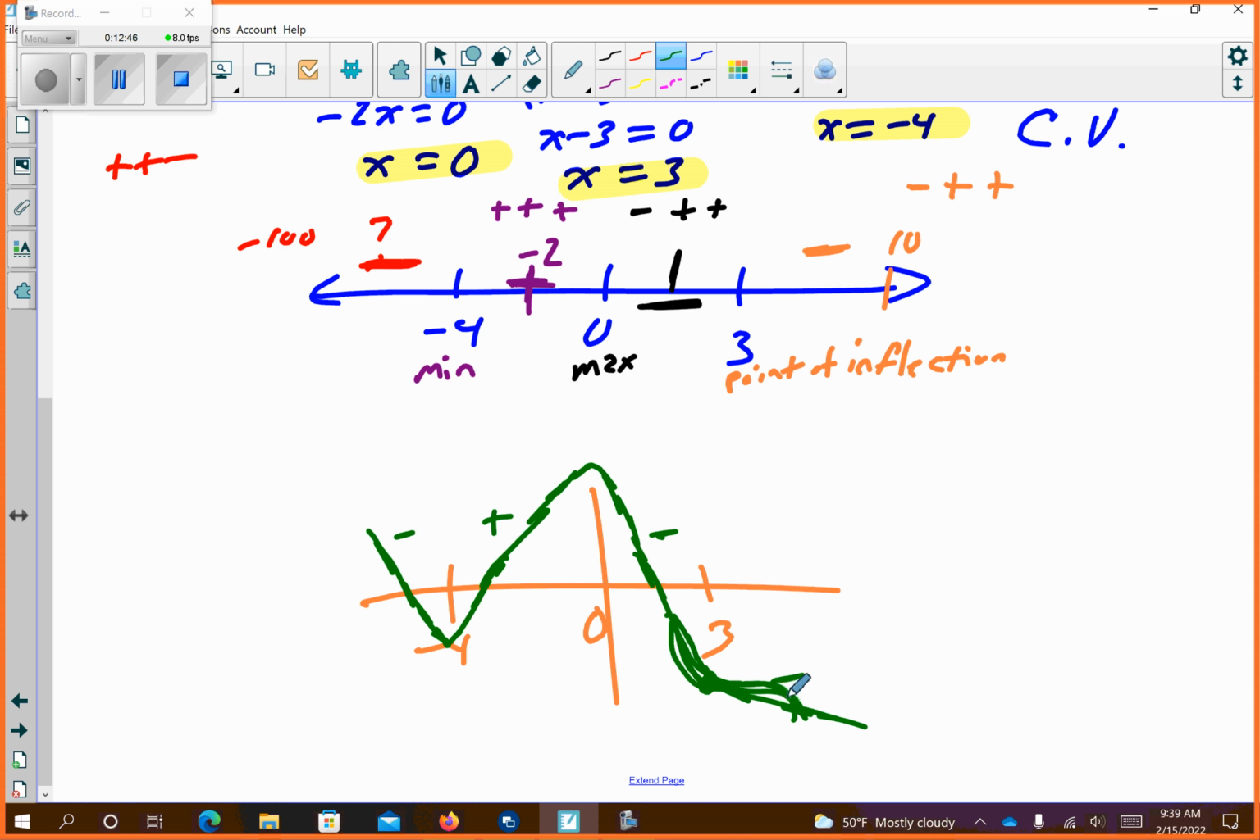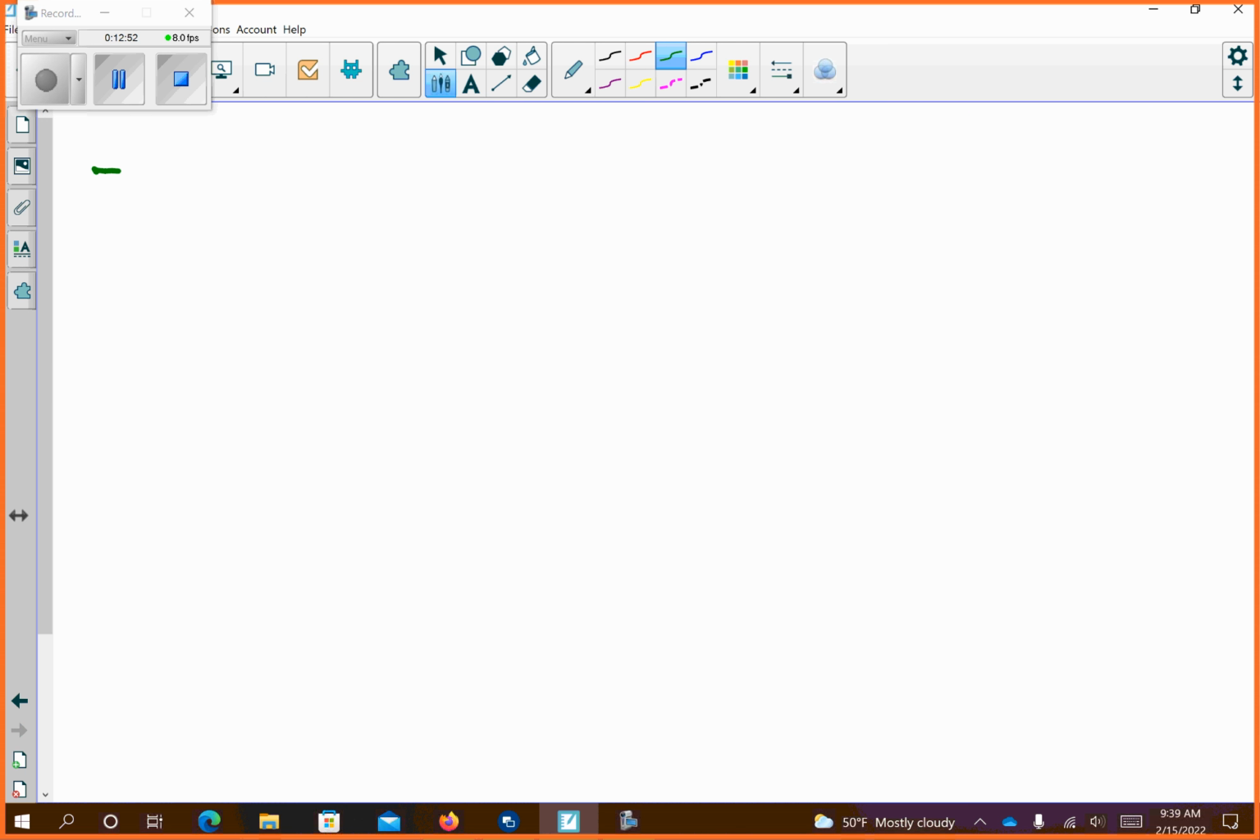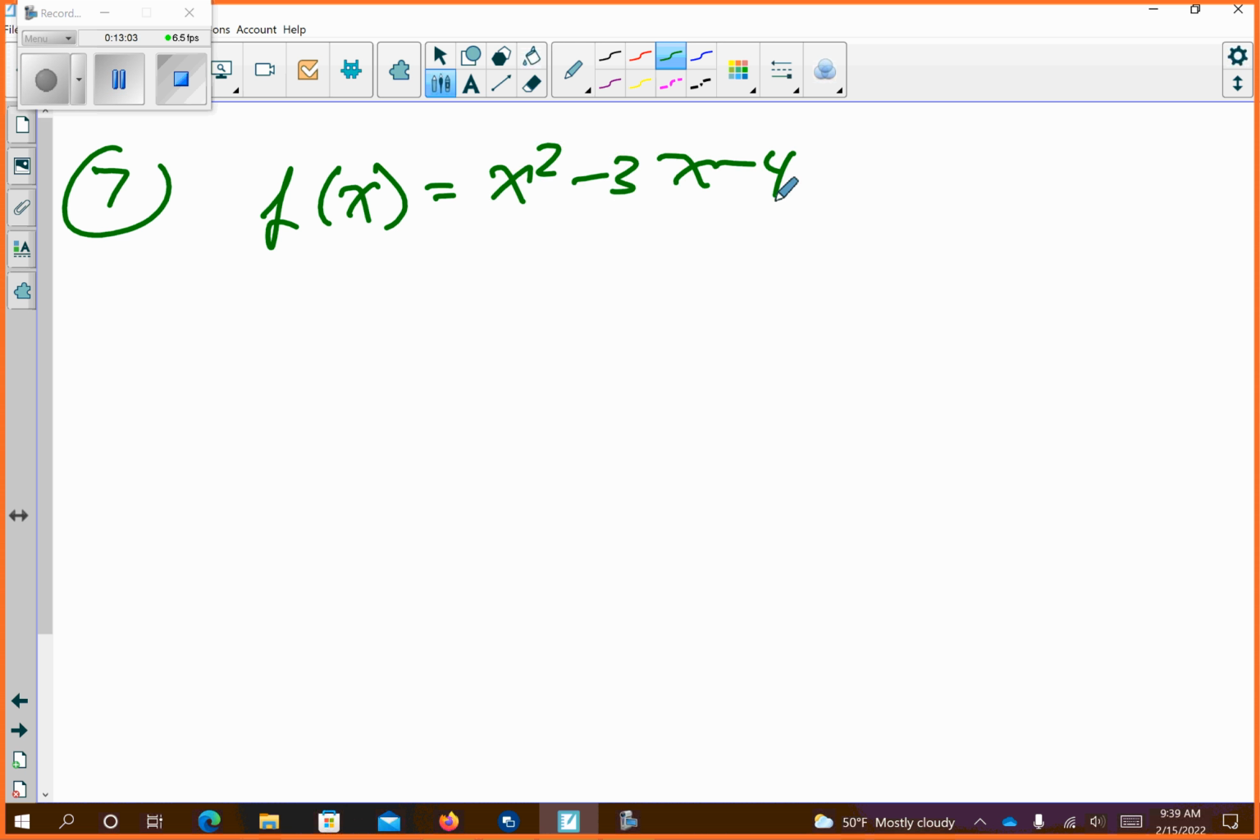All right, and then number 7. Number 7. All right, let's see how we do. Graph the following function and identify each of the following below. So I have f of x is equal to x squared minus 3x minus 4.